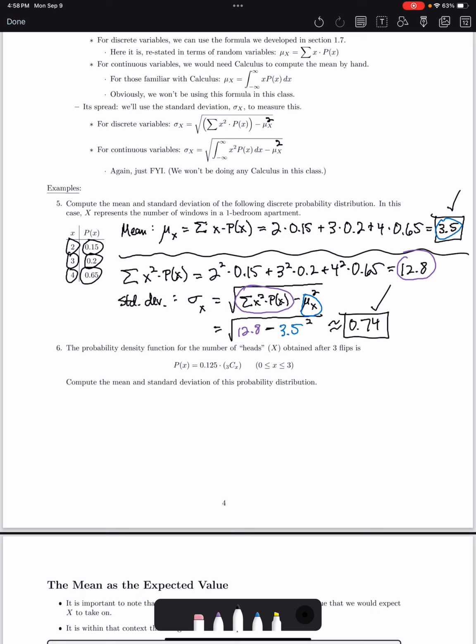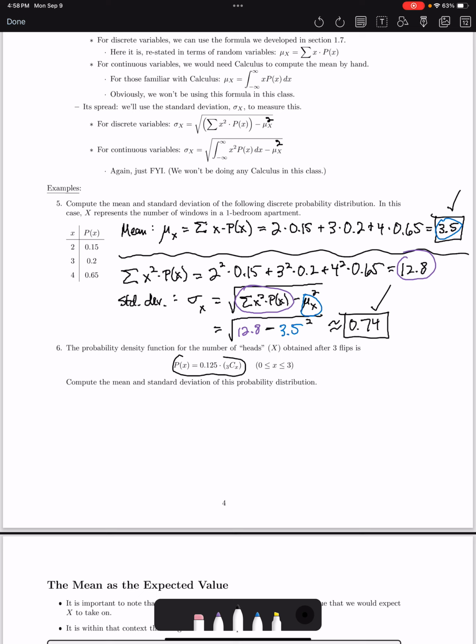Next one asks us to do the same thing, I think. This time, instead of giving us a table, we're being given a probability distribution, okay, a function to work with. But we can still do this. I think in order to do this, probably the easiest thing to do is to write out the table first, because once you have the table like this, it's a piece of cake. So let's make the table.